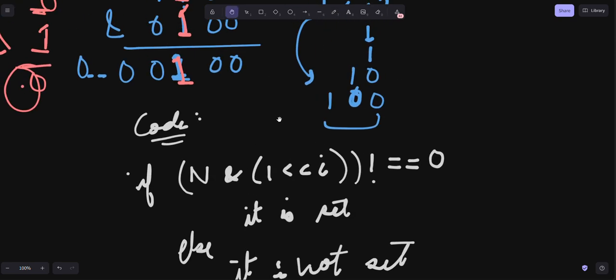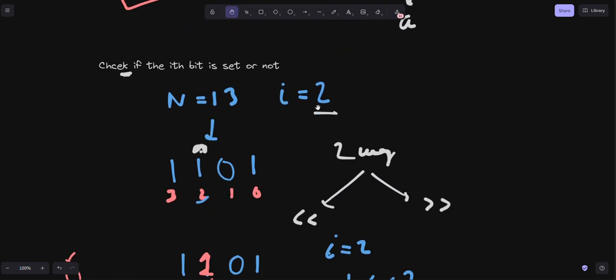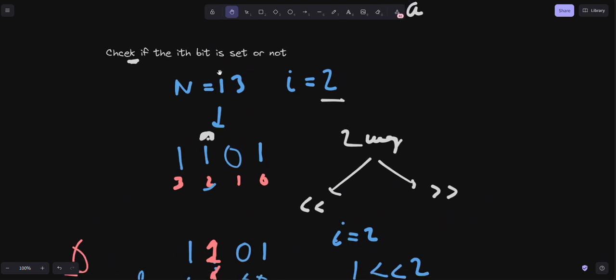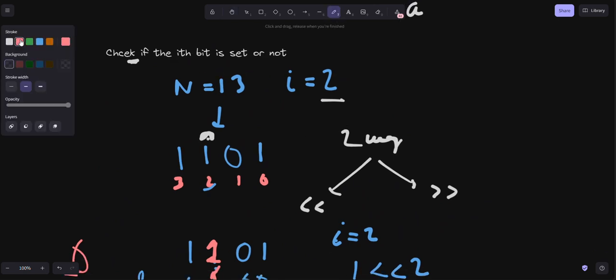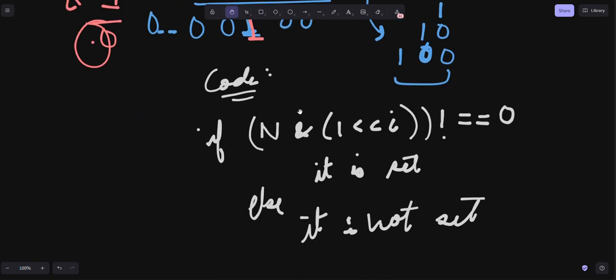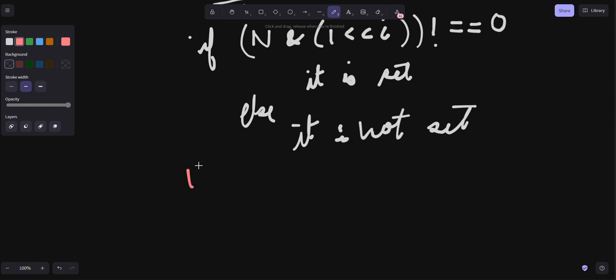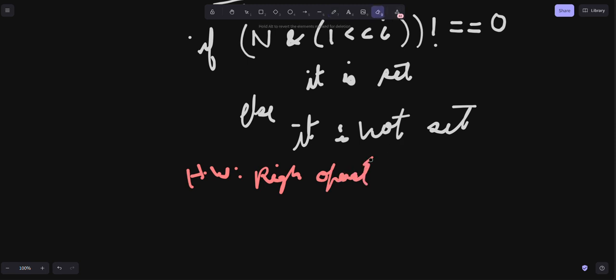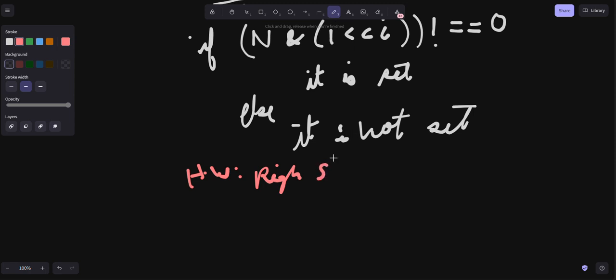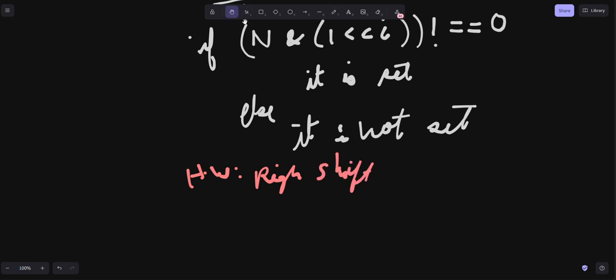Got it? Just for your revision, what did I do? First, I saw that I need to check the ith bit. If you have to go to some particular bit in the question, please think of the shift operation. You can also do this with right shift. That will be your homework, just to get you the feeling. Do it with right shift.